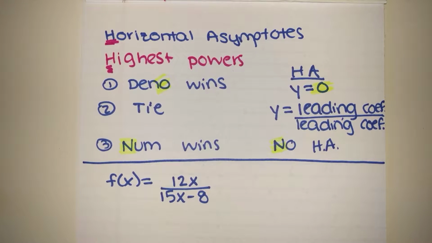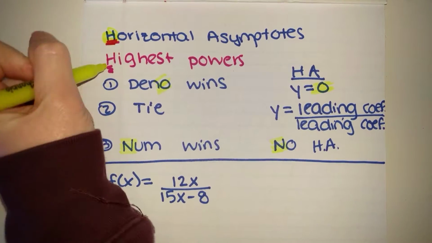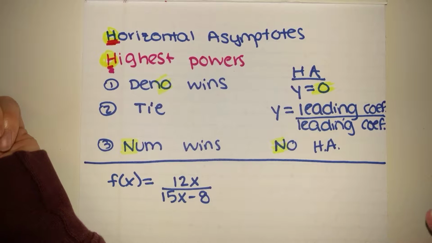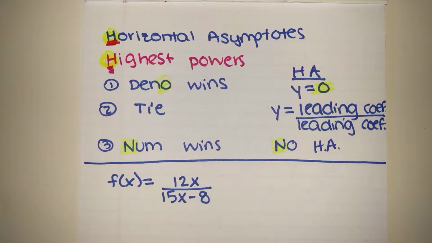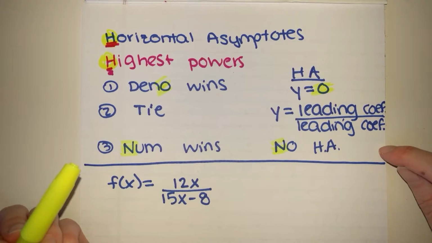So for horizontal asymptotes, I always think about the h in horizontal and the h in highest power. So we're comparing the numerator and denominator degrees, or exponents, to see who is going to win as x goes to negative infinity or positive infinity. If the denominator wins, then we have 1 over a very big number, and that's going to give us 0. And if there's a tie, we use their leading coefficients.